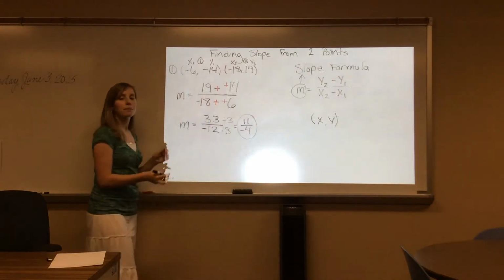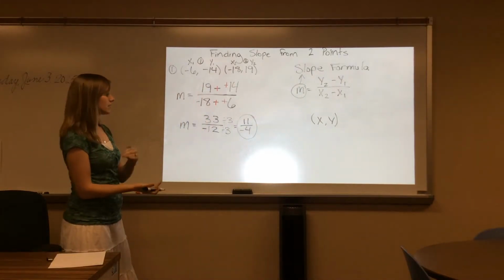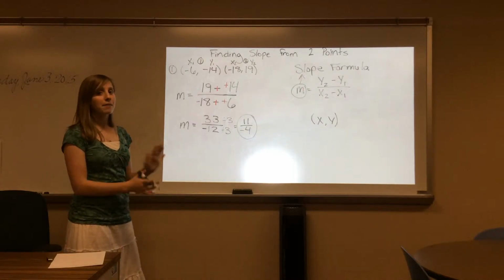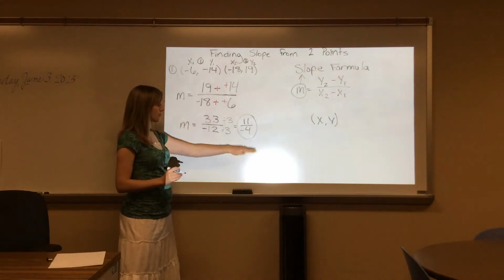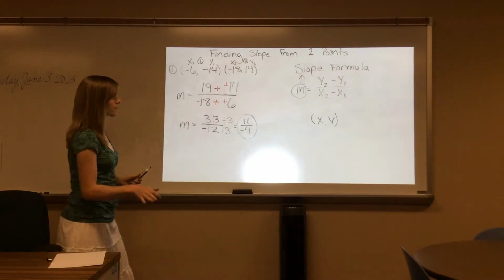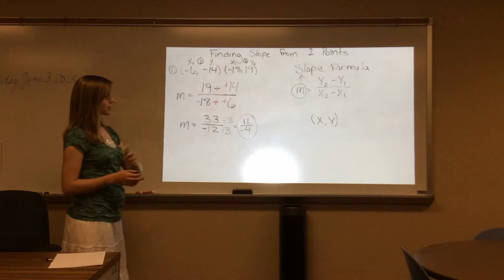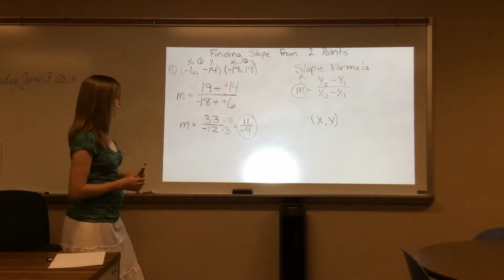This is my answer. Remember, if you can simplify it, please simplify it, but do not make them into mixed numbers. We talked about that on the last video. No mixed numbers for slope, okay? Improper fractions are fine. And that's our answer, 11 over negative 4.